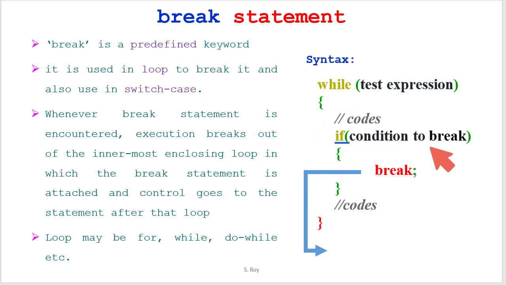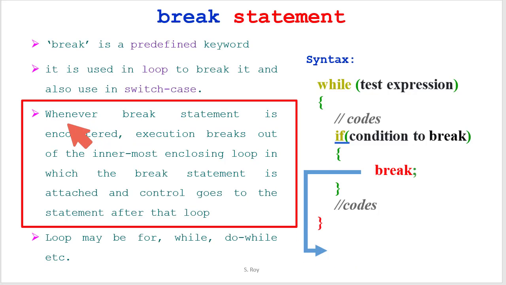Here is the condition to break. If this condition is satisfied, then execution enters the if statement where the break statement is, and the break statement will be executed. When the break statement is executed, the execution comes out of the while loop. This is the start of the while loop and this is the end of the while loop. So this is the syntax of the break statement.